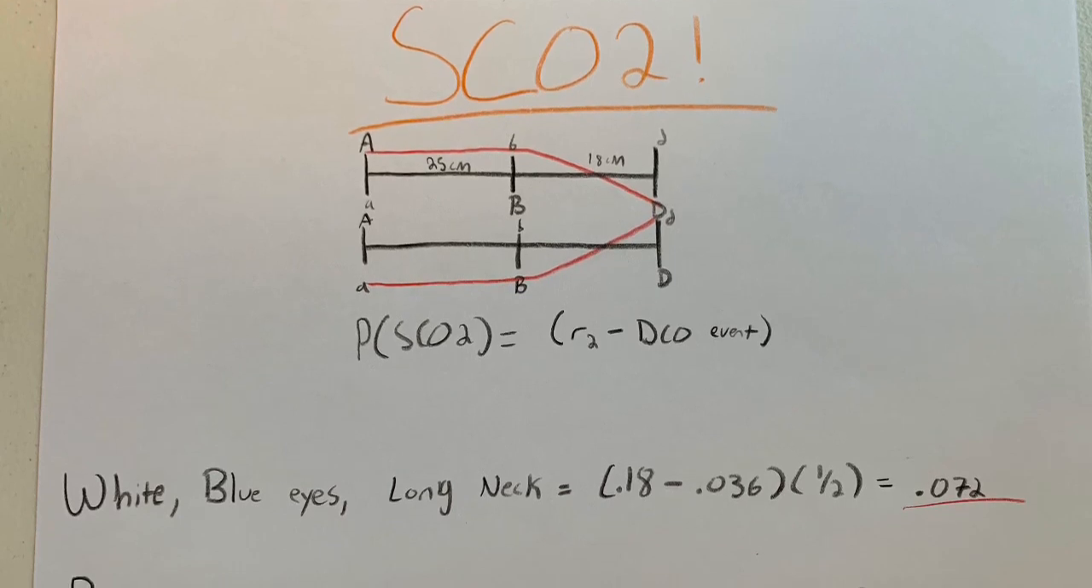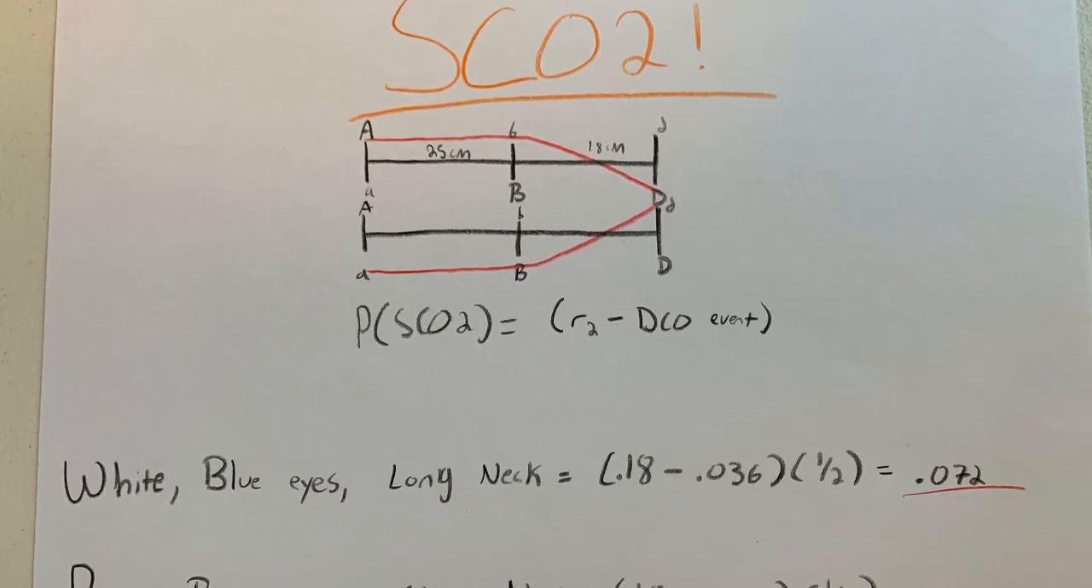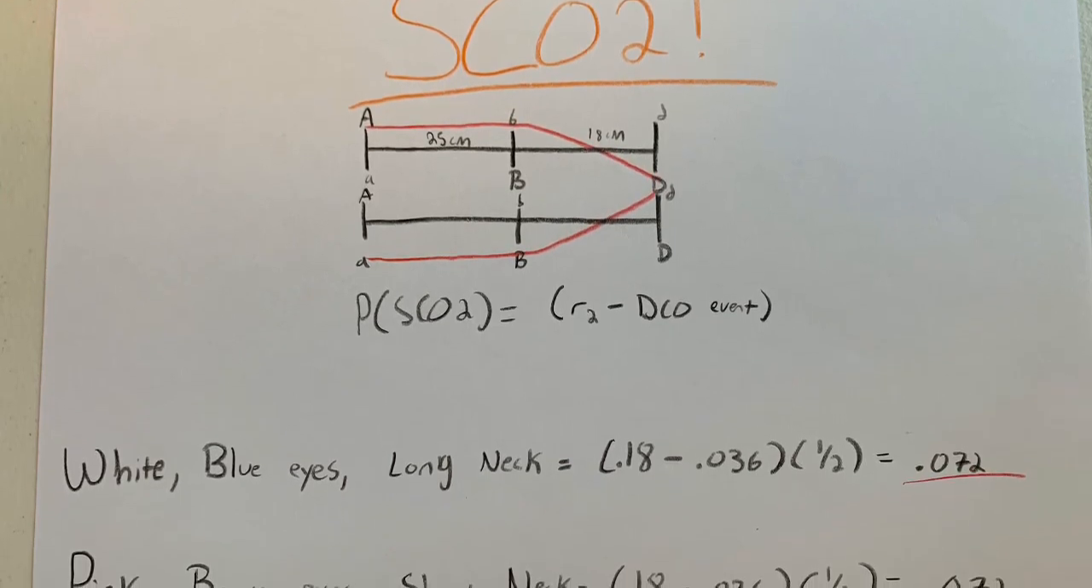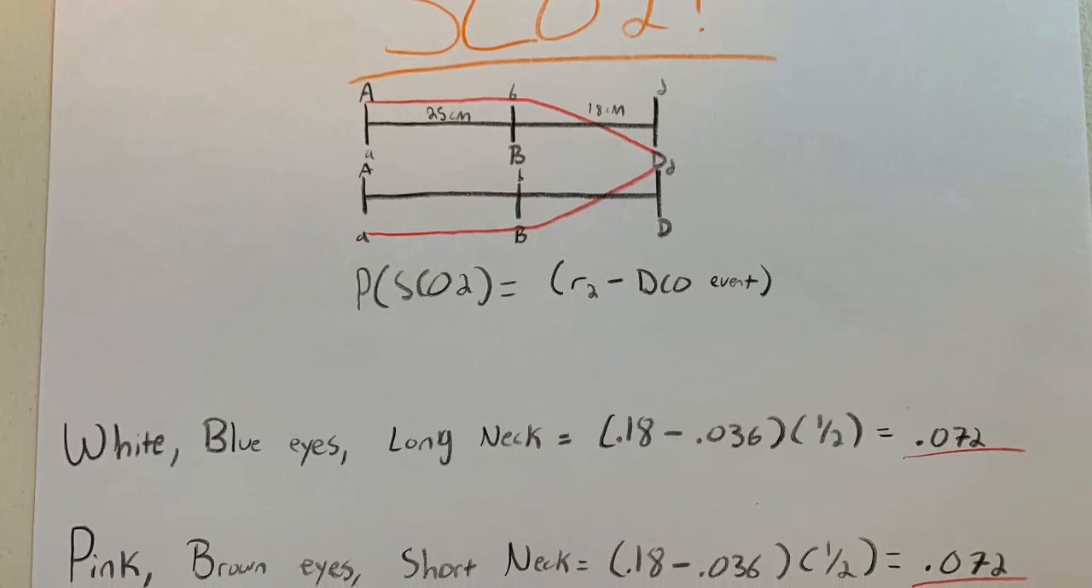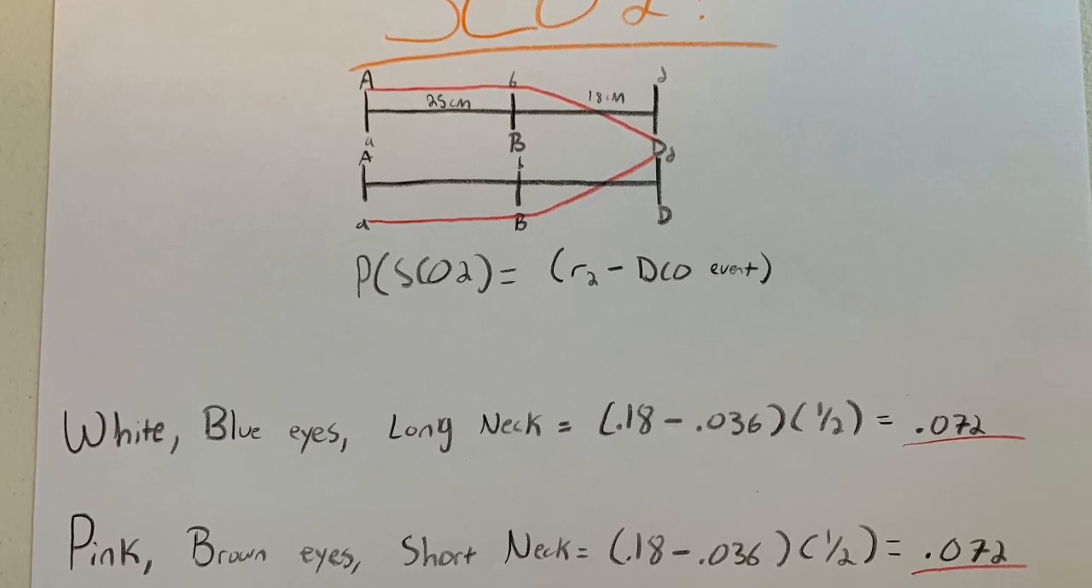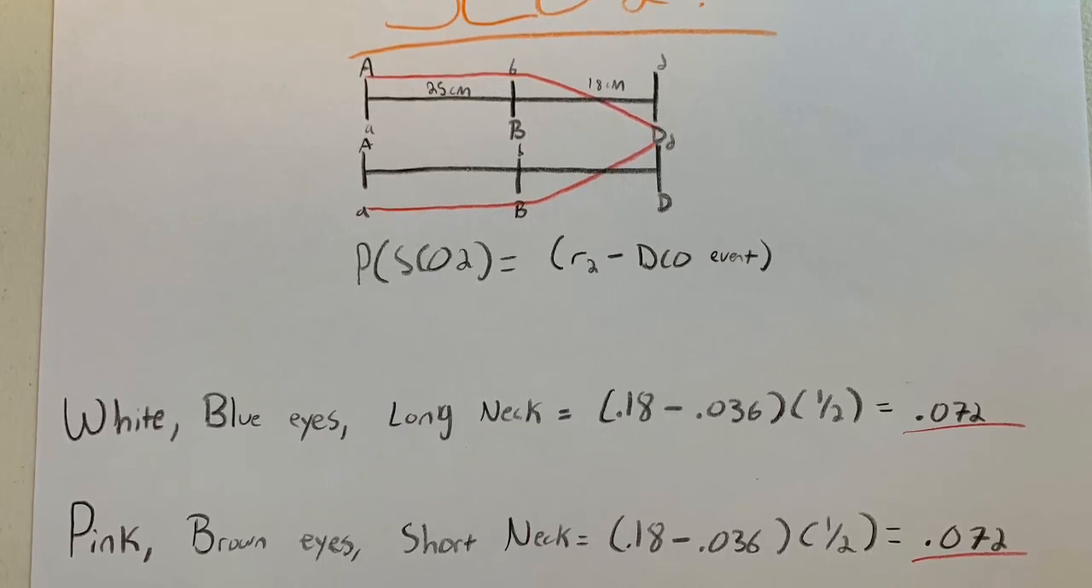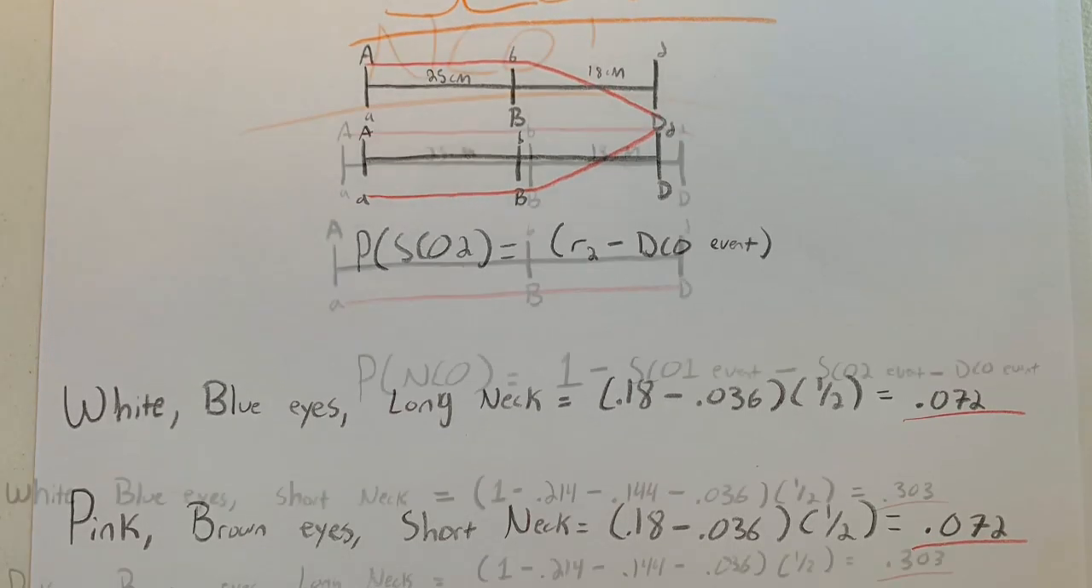The single crossover 2 event is the exact same thing, except you take the R2 value and you subtract the DCO event probability. Once you do that times half again, because there are also two things, you will have a smaller probability than the SCO1, but it's still there.